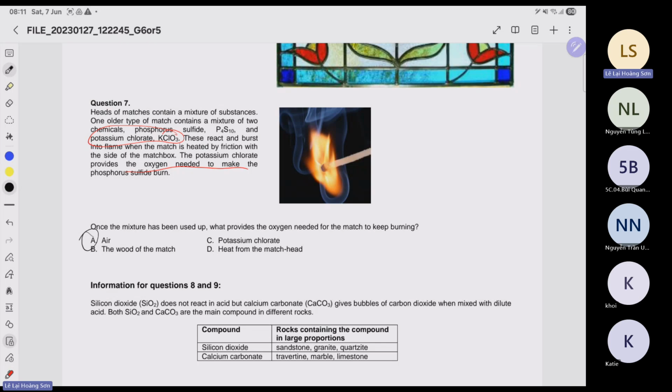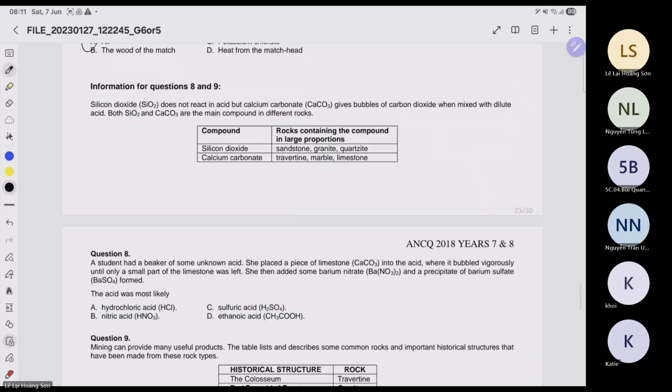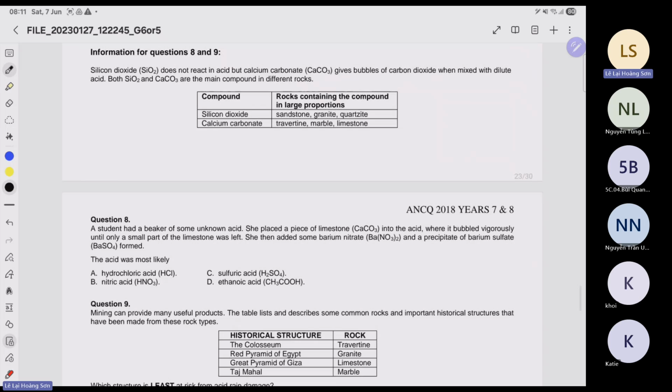All right. Question number eight. Certain have a beaker of acid, limestone bubbles vigorously. Limestone is calcium carbonate here, and you place it into acid, it bubbles vigorously. So we have talked about this reaction already, right? Remember this double replacement reaction to form calcium chloride, CO2, and water. We have talked about this reaction before.